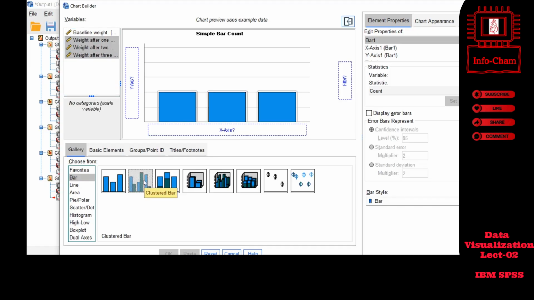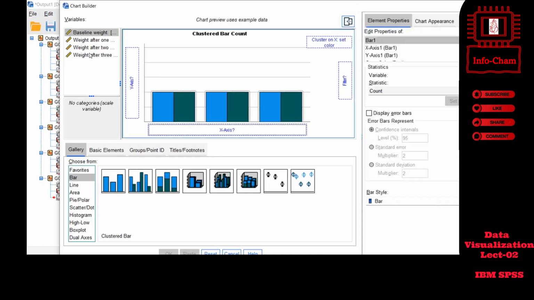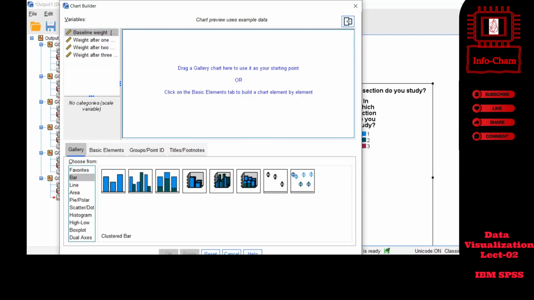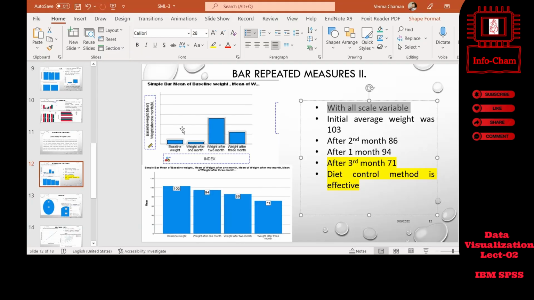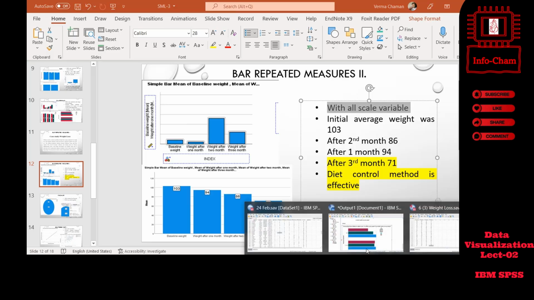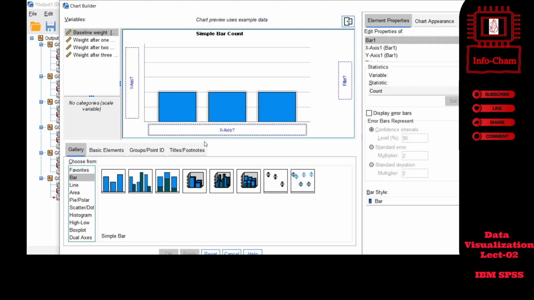Sorry, I think we have to use a cluster bar. Let's see what it will do for me. First, I think I should reset. Yes, I think it should take a cluster bar now. Let's see. No, no, no, it's not good. Let's see what I can do. Simple bar, yes, simple bar we need, not cluster bar, sorry. Simple bar we need. I use a simple bar. Okay, here.